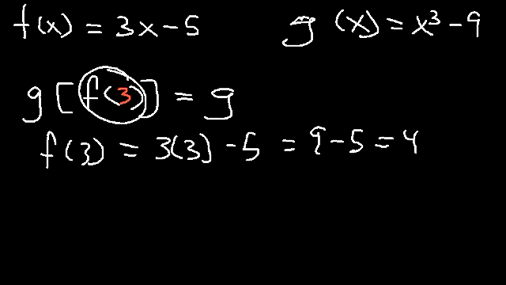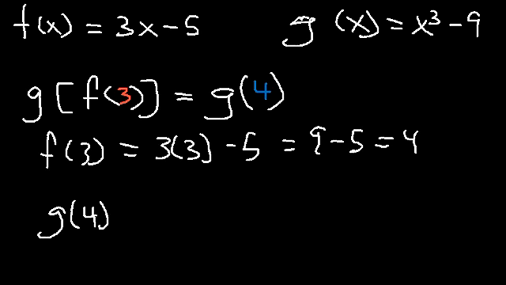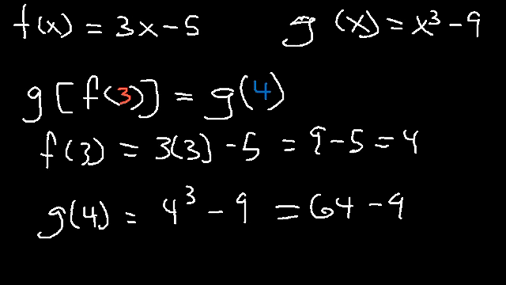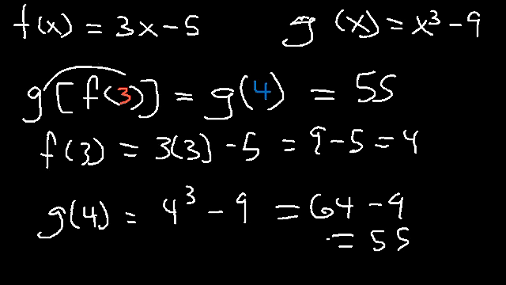So let's replace it with 4. So now we're looking for g of 4. And so let's plug it into that equation. So g of 4 is equal to 4 to the third minus 9. 4 cubed is 64. And 64 minus 9 is 55. So the final answer, the whole thing, is equal to 55.